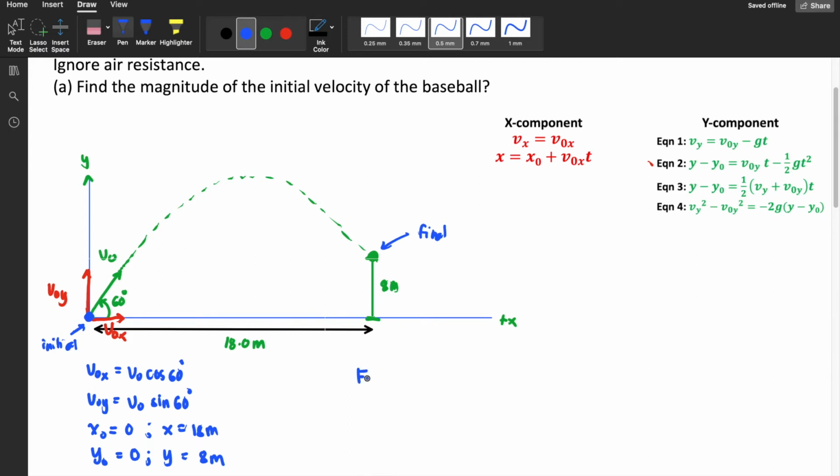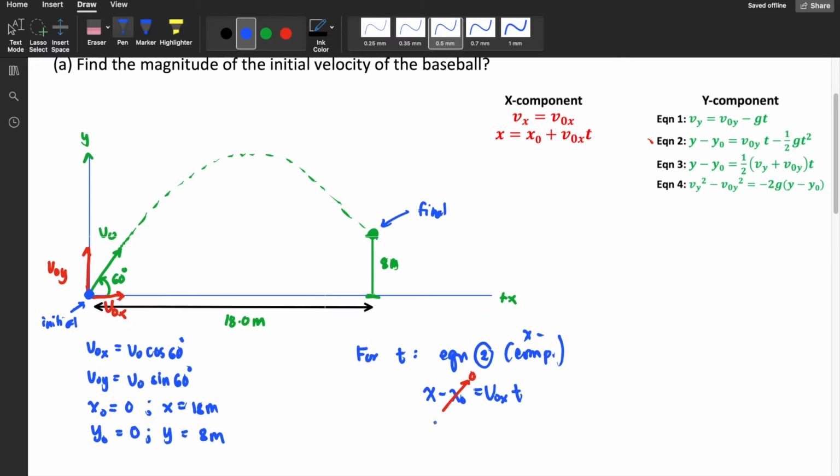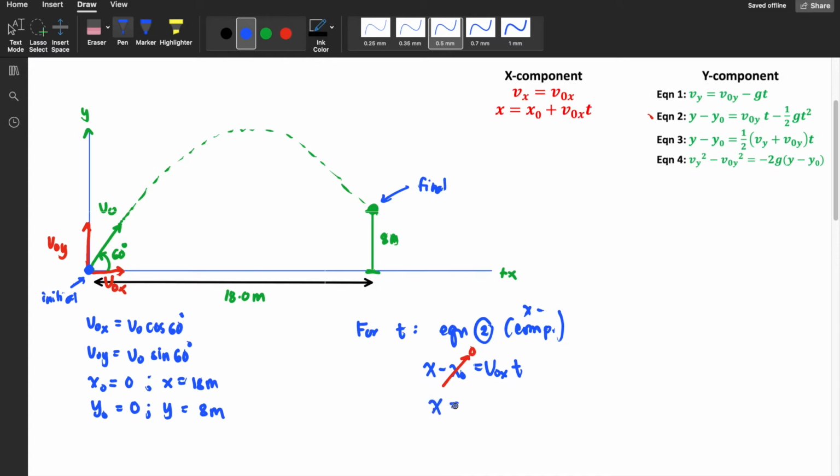So to solve for time t, we'll use equation 2 of the x component. So you'll have x minus x sub 0 equals Vox t. Here x sub 0 is simply equal to 0. So we can substitute x, given as 18 meters, and Vox, which is equal to V0 cosine 60, times time. If you'll notice, there is one equation and two unknowns. So it is impossible to solve when there are more unknowns than equations. So we'll call this one equation 1.